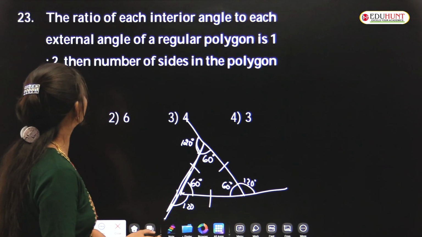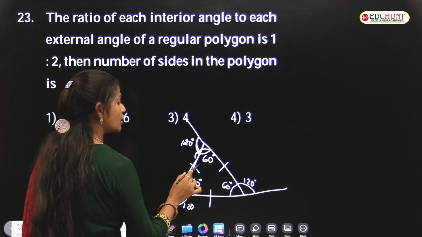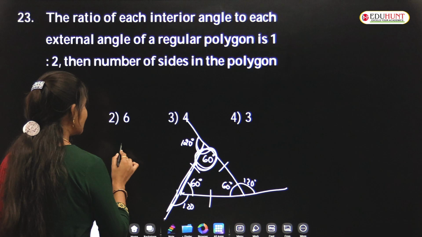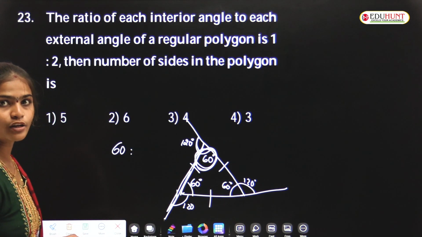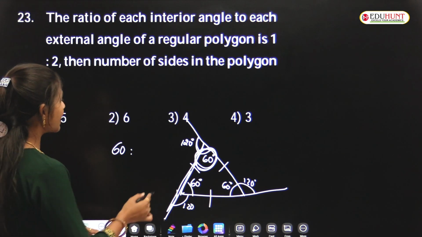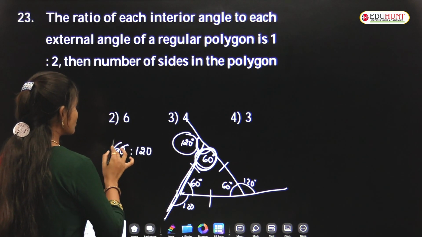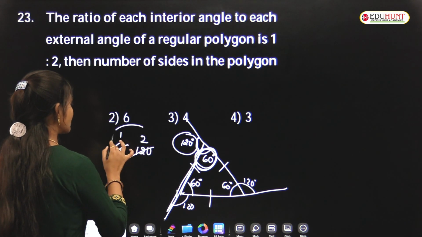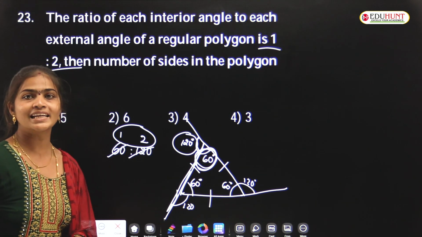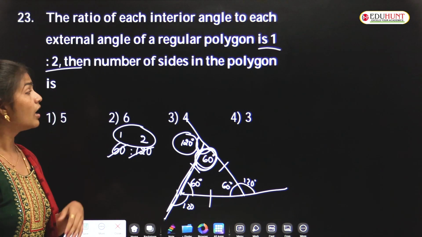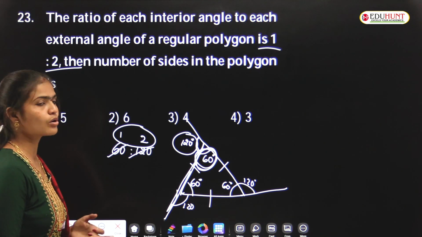Now see what the question is asking. Each interior angle of a regular polygon. What is the interior angle here? 60 degrees. The ratio of each interior angle of a regular polygon to exterior angle. What is the exterior angle? 120 degrees. So 60 to 120, that is 1:2, which is what they gave in the question. Just for the checking process, I showed you how you got that 1:2. This is not required.